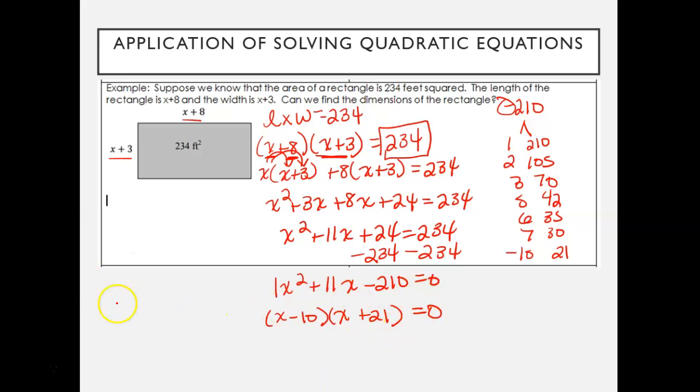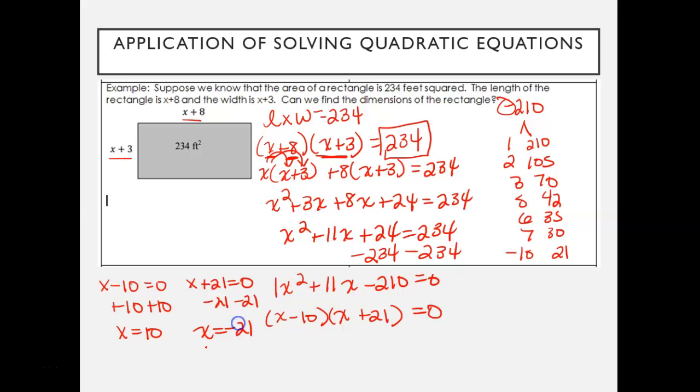Now I'm ready to break it up into its zero product property. x minus 10 equals 0. x plus 21 equals 0. Add 10 to each side. So x equals 10. Minus 21 from each side. So x equals negative 21.